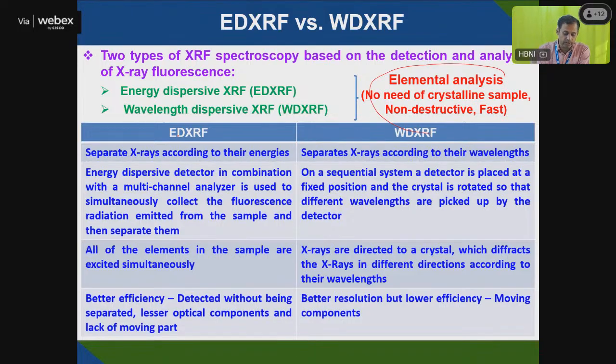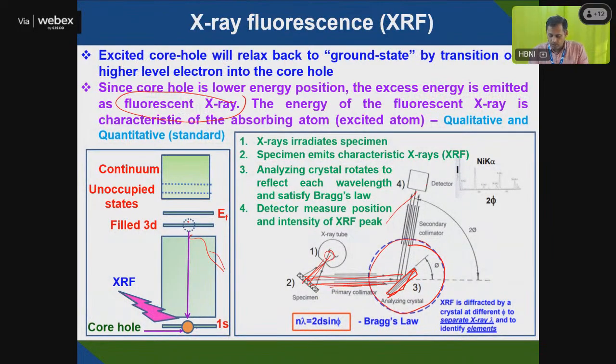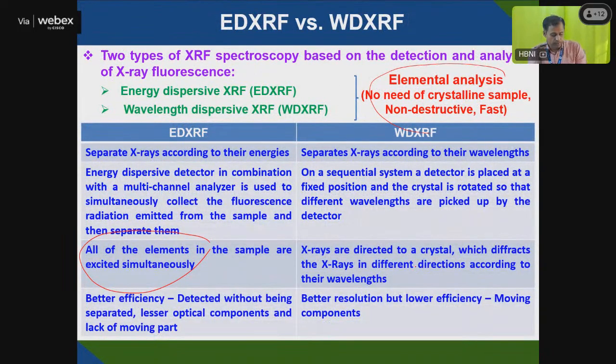either energy-wise or wavelength-wise. EDXRF, that is energy dispersive X-ray fluorescence, separates X-rays according to their energy. But in case of wavelength dispersive, it separates X-rays according to their wavelength. In energy dispersive, a multi-channel analyzer is used. Here all elements in the sample are excited simultaneously. So whatever elements are present in the sample, all will come out from here. Then the analyzing crystal will differentiate and separate them and send them to the detector.